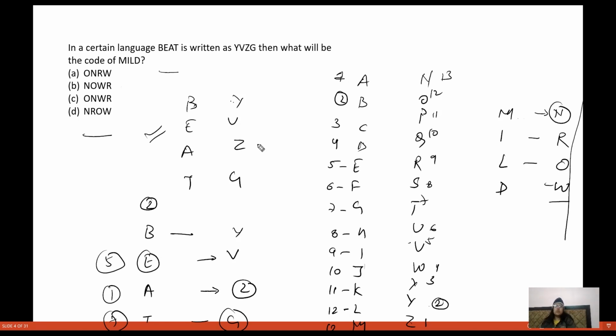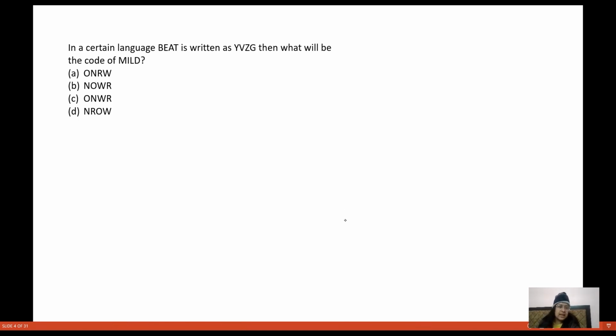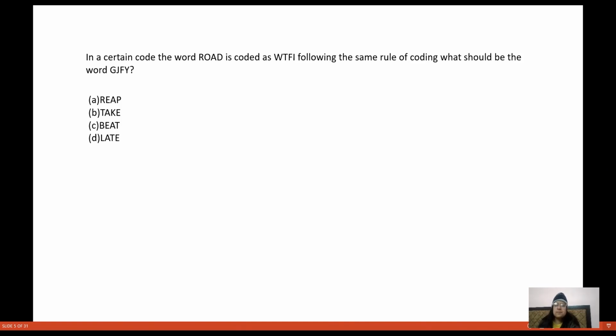So this is how you do your question. Fine, so that's very simple. We only have to think about what our alphabets are saying. So those were the two logics. Now let us see more logic.